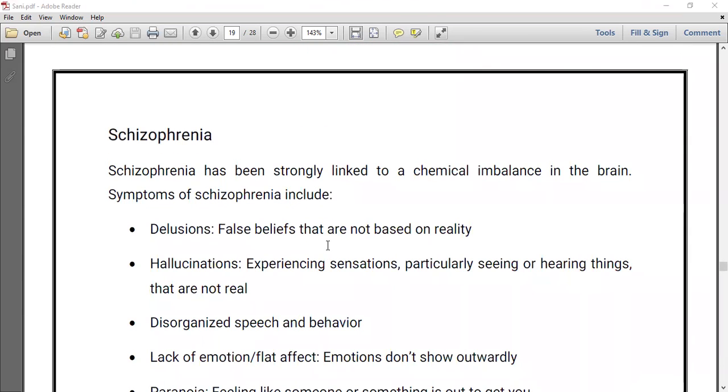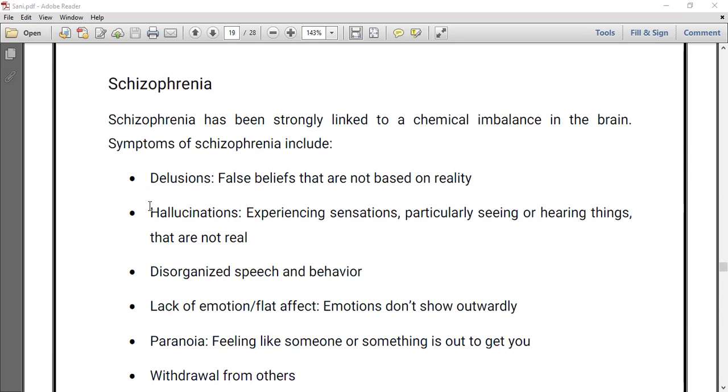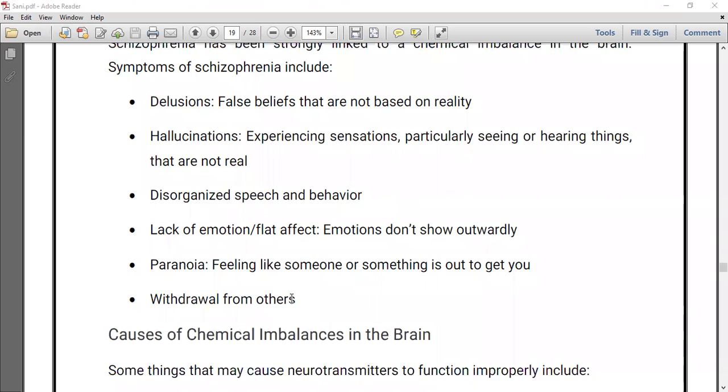Schizophrenia. Schizophrenia has been strongly linked to a chemical imbalance in the brain. Symptoms of schizophrenia include delusions, hallucinations, disorganized speech and behaviors, lack of emotions, paranoia, withdrawal from others.